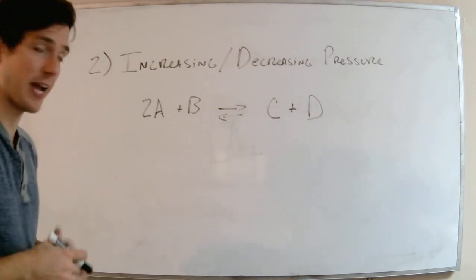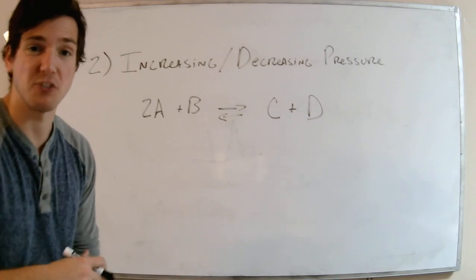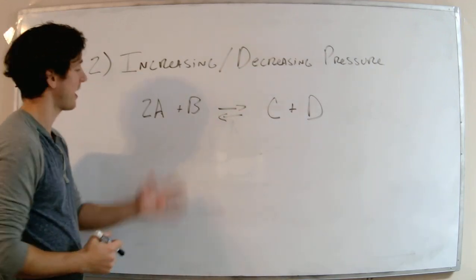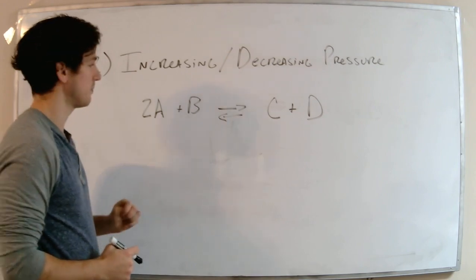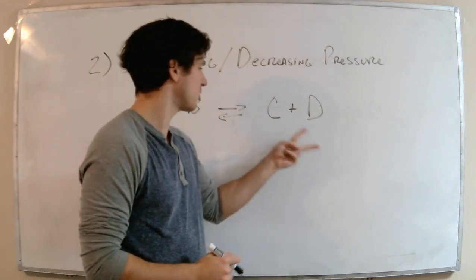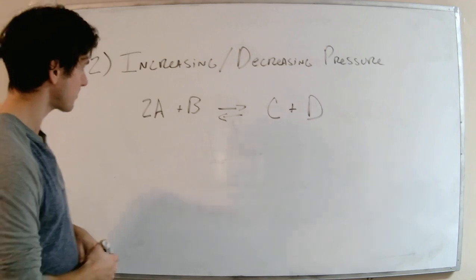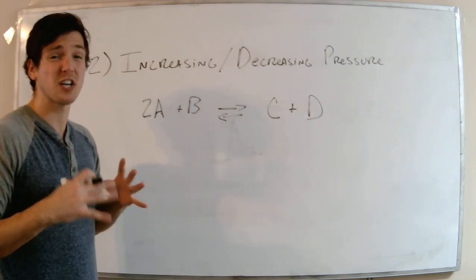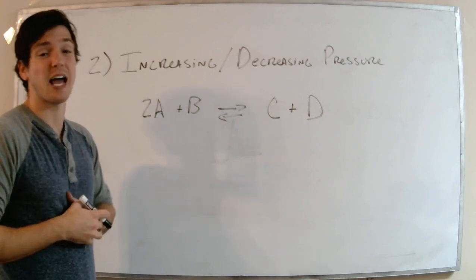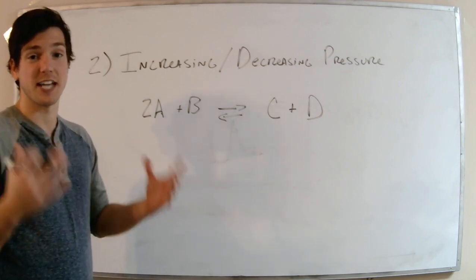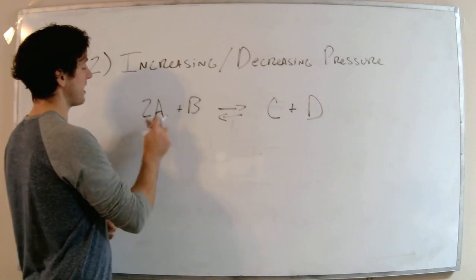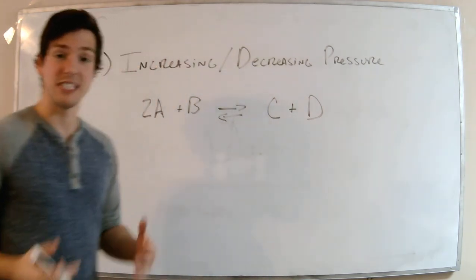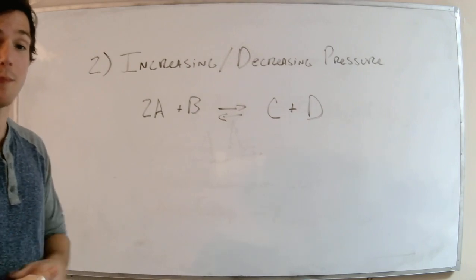So if we look at our reaction here, these are just placeholders for actual elements. I have 2 A's and 1 B over here. I have 3 molecules over here. And then over here I just have a C and D, so it's just 2 molecules. If I increase the pressure on those molecules, they're going to want to decrease how many molecules they have in the container. So what they do is they start changing some of this 2AB into C and D to decrease how many molecules there are.